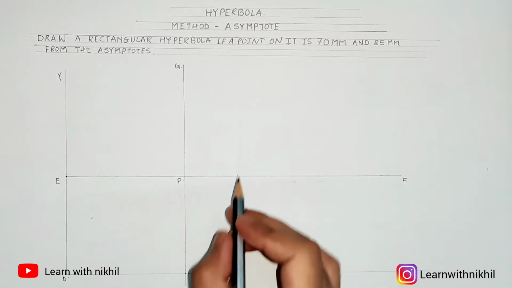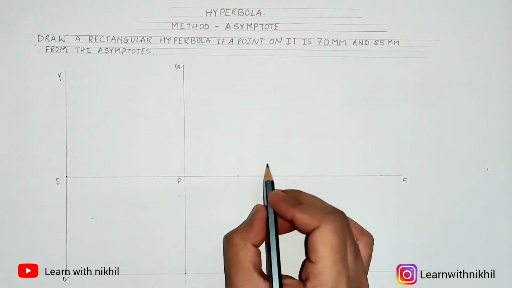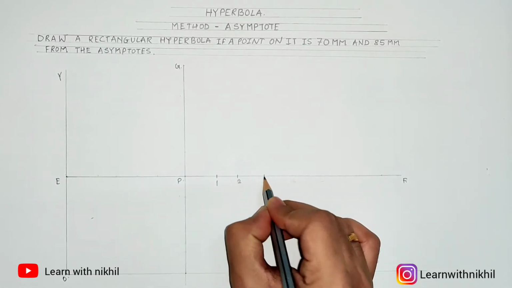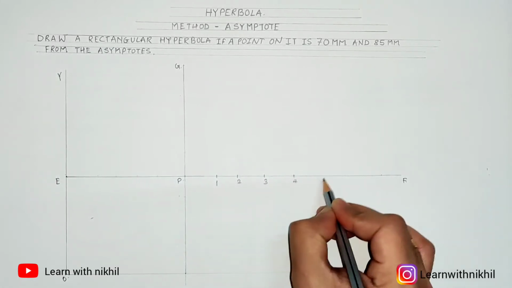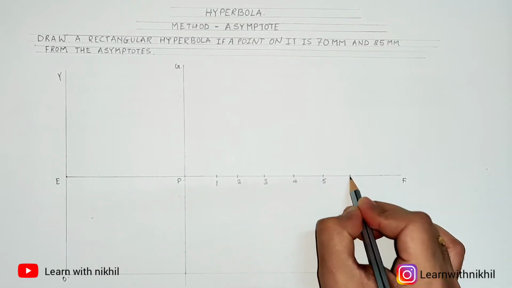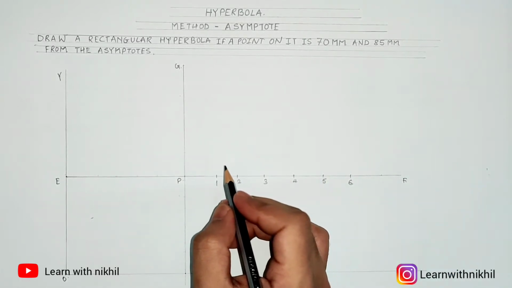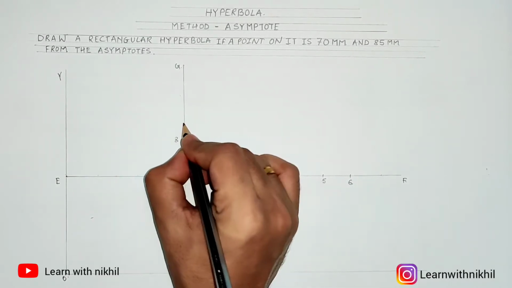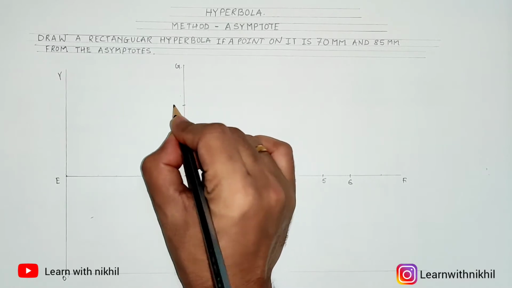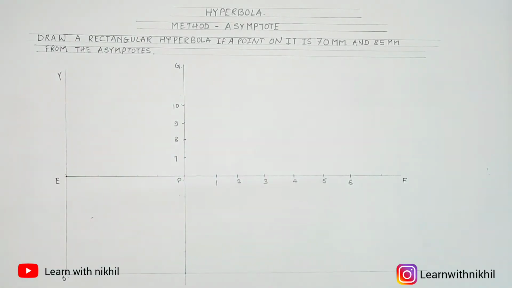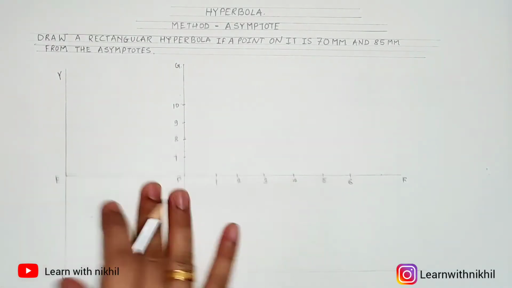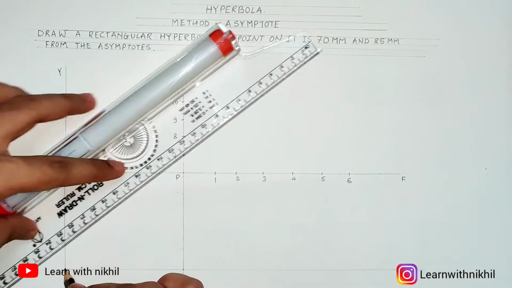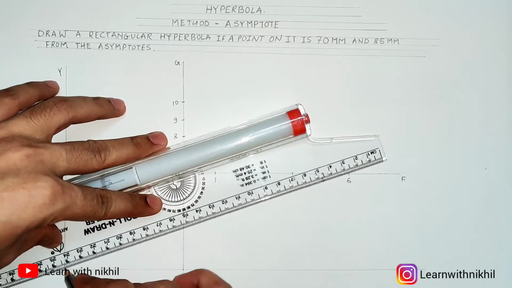Now we will take random points. We don't need to take proper distances. We will take random points and mark them as 1, 2, 3, 4, 5, 6, and on the perpendicular line we will mark 7, 8, 9 and 10. You can take as many points as you want. The more points you take, the more points you get to plot for the hyperbola. Here I have considered 10 points. You can consider a total of 11 points, 15 points, or less than that.